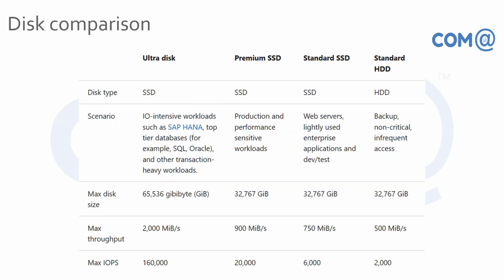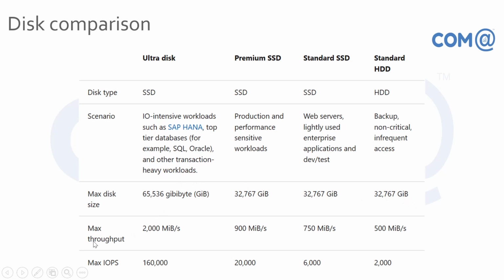And the comparison of the disk types. So this table shows you the comparison of the SSD based disk, that is ultra disk, premium disk, standard SSD, and standard HDD. And so here you can see the ultra disk maximum size shall be 65,536 gigabytes, and premium SSD the maximum size shall be 32,767 gigabytes, and also standard SSD can support up to 32,767 GB.